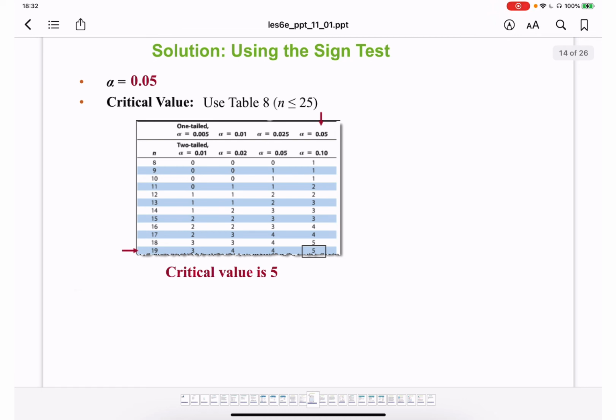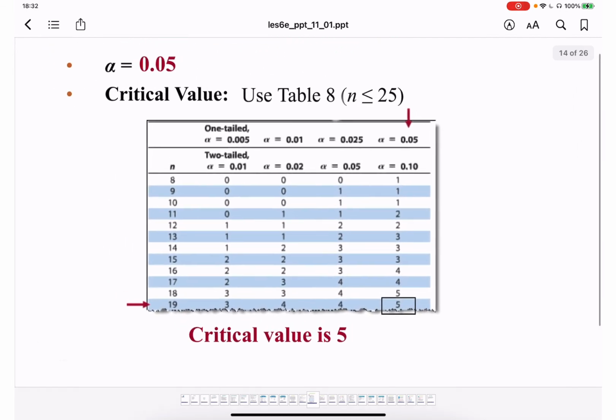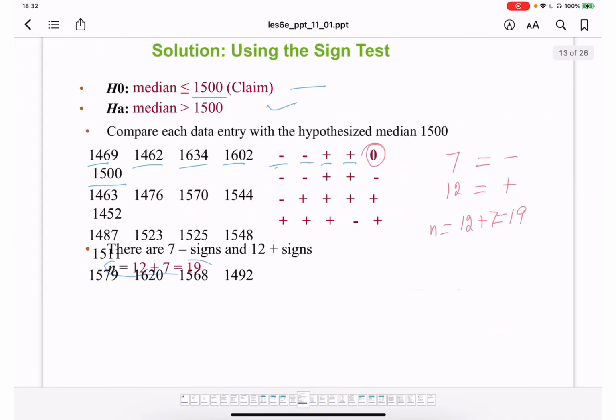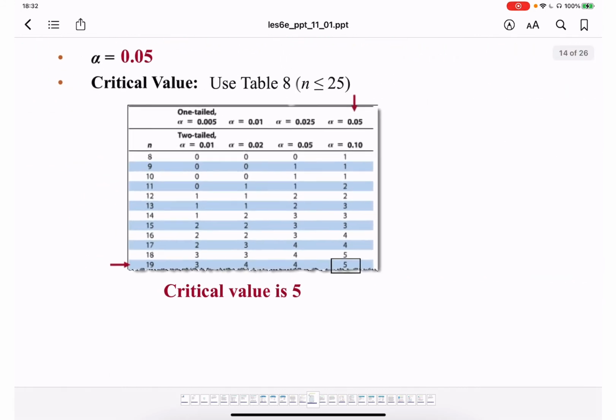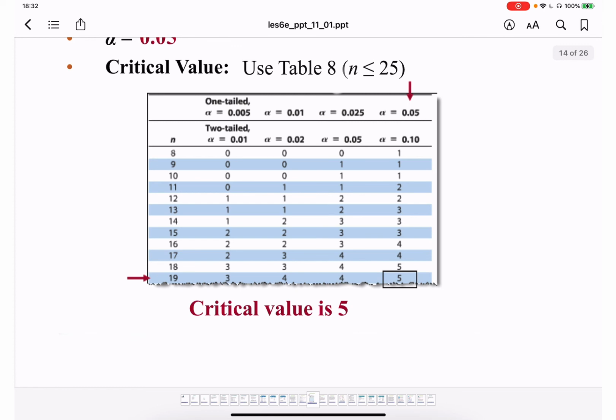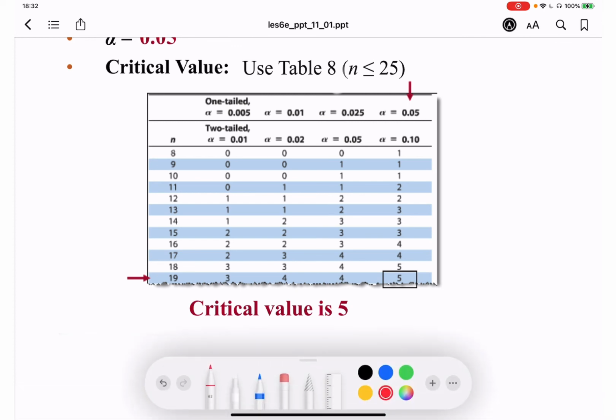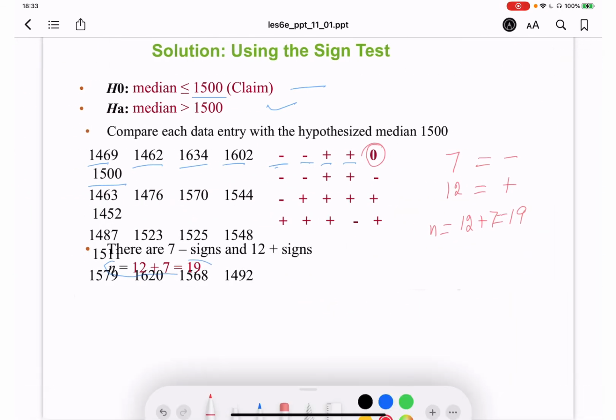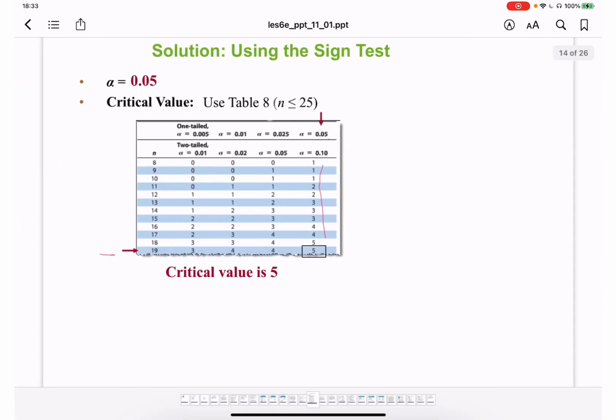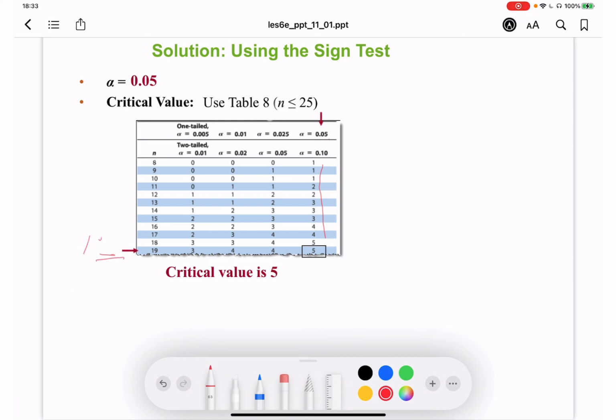So next, since we have less than 25, we are going to use our table for critical values for the sign test. So alpha is 0.05. We have one tail, right? Because we had a right tail, median greater than 1500. So how much is going to be the critical value? 0.05, one tail. We are coming down to 19. That's what we got, right? Here, 19. With this 19, our critical value is going to be 5.